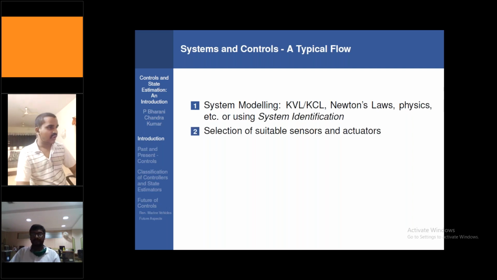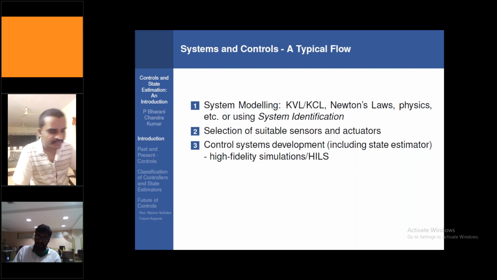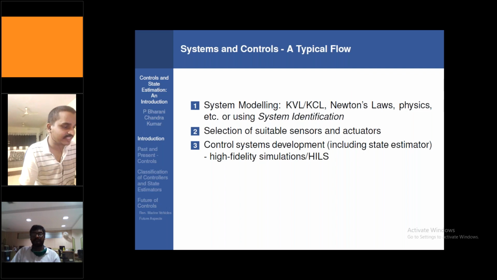The second step is to select suitable sensors and actuators. The third step is simulation. In most critical applications, they don't directly implement on real hardware. If they want to design a controller, first they will do it in software, and they will do all kinds of tests, high fidelity simulations, including all realistic scenarios, all realistic kinds of noise or disturbance that your system will face. And then they will check in the hardware-in-the-loop system, HILS.